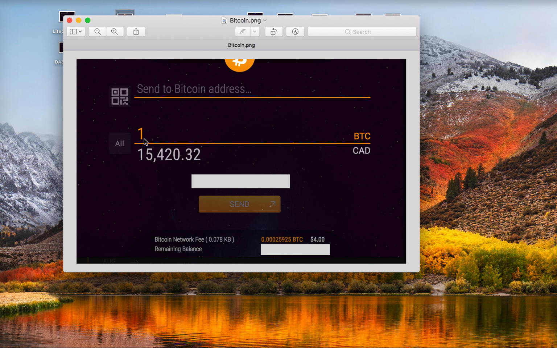So I populate it with 1 BTC, currently valued around $15,000 Canadian right now. And you'll see that it checks the size of the transaction that's going to be needed to send 1 Bitcoin out of my wallet and populates the transaction fee. Now Exodus Wallet scans the blockchains and it can see how much of a fee must be paid to get that transaction done in a reasonable amount of time.